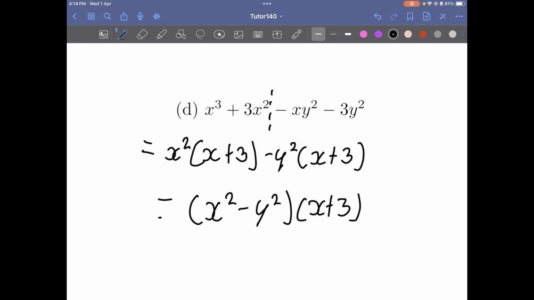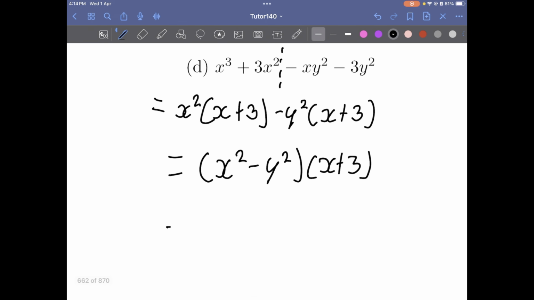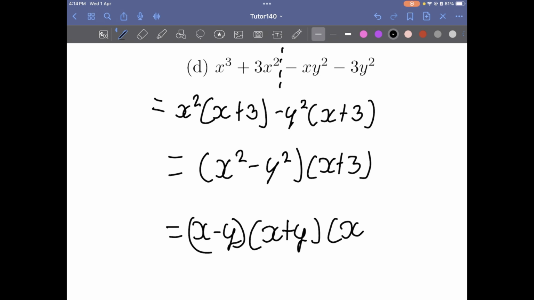That is not our final answer because this is the difference of two squares. So this would be x minus y, x plus y, x plus 3. That would be your final answer.